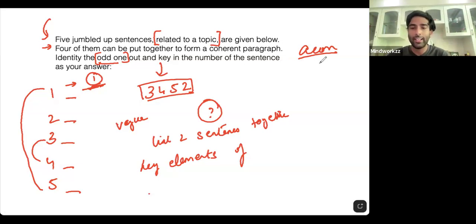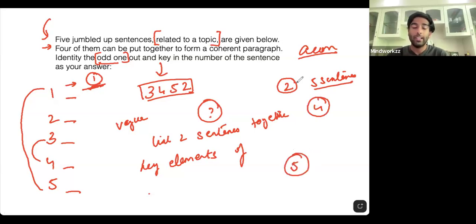So essentially, let's say you have paragraph 2, and let's say paragraph 2 has 5 sentences. What the question setter will do is take 4 sentences from paragraph 2, and one sentence he might take from paragraph 5. Since the topic is the same, let's say the topic is tariffs, both paragraph 2 and paragraph 5 are going to talk about tariffs only.